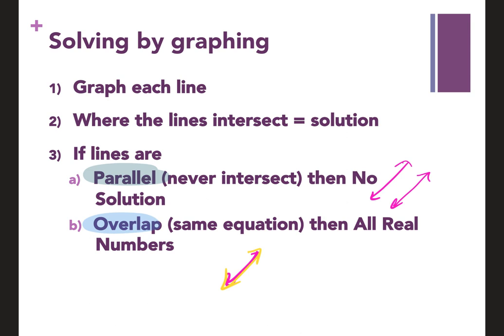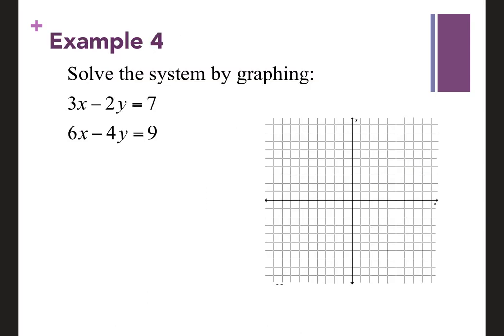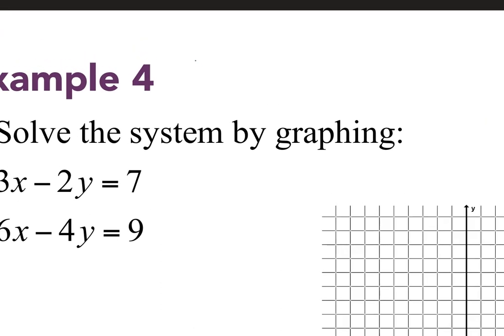All right, so example 4, solve the system by graphing. First thing I've got to do is get these into slope-intercept form. So I'm going to solve for y. I'm going to get them into y equals mx plus b form.